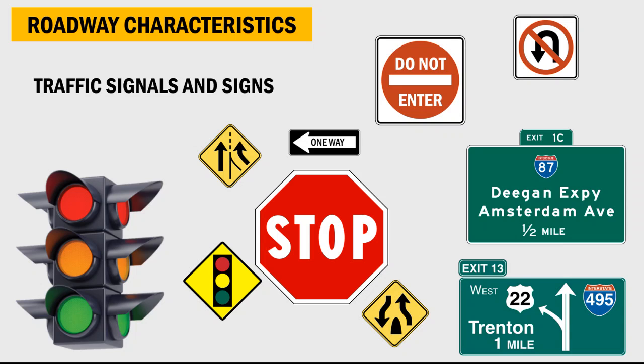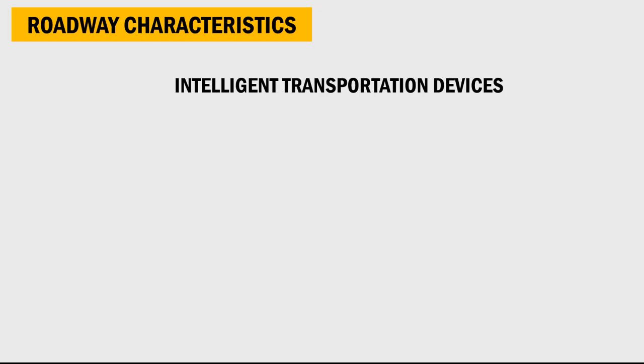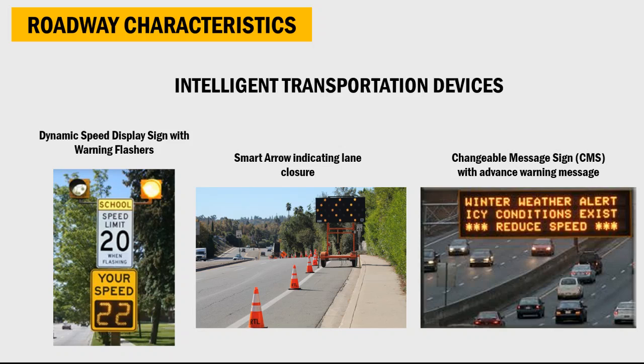With the advancement of technology, intelligent transportation devices are used for added safety. Like, for example, dynamic speed display signs with warning flashes, which warn drivers if they are going above a certain speed limit. Smart arrows indicating lane closures used in work zones, which are attenuated with traffic cones. Changeable message signs with advanced warning messages, which warn drivers of any hazardous conditions on the road.